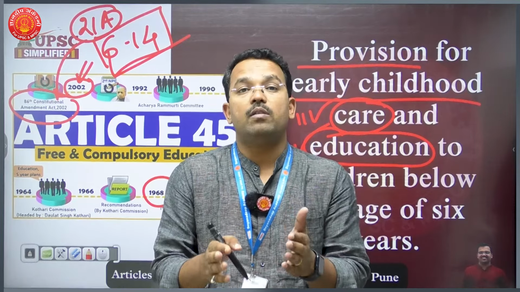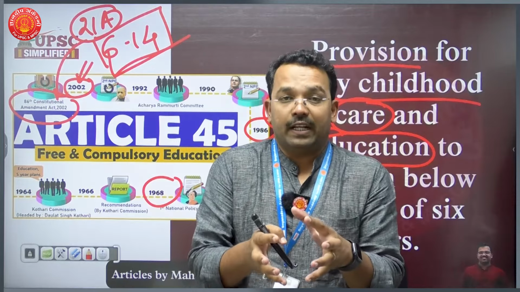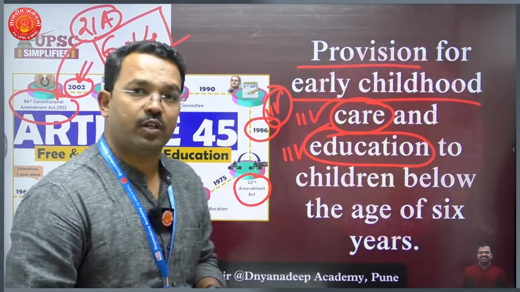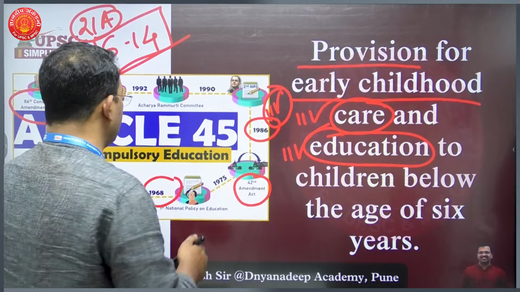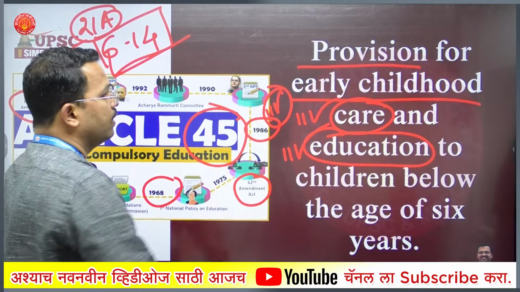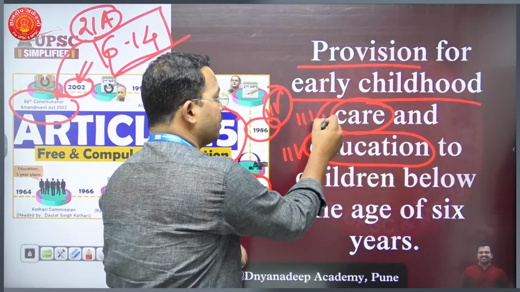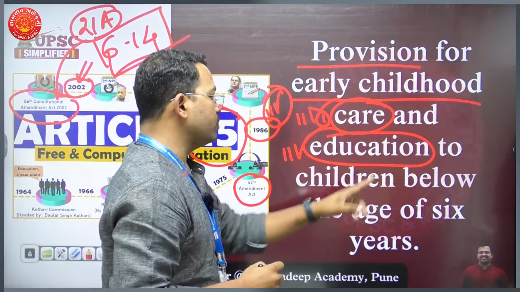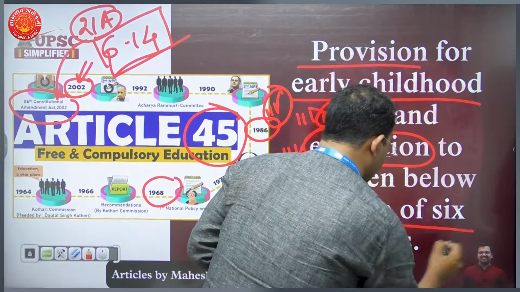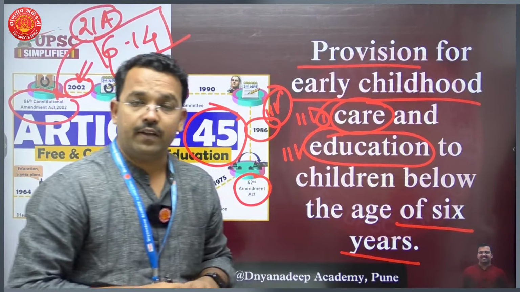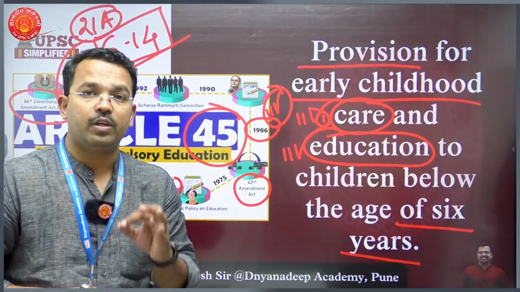Then what about children below the age of 6 years? What provision lies for them? So the arrangement or the provisions have been made for these children below the age of 6 years under Article 45, which says that provisions should be made for early childhood care, first type, and education to children below the age of 6 years. Remember, Article 45 is applicable to the children below the age of 6 years.